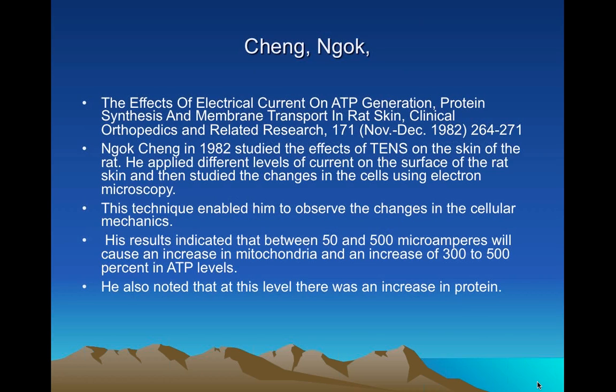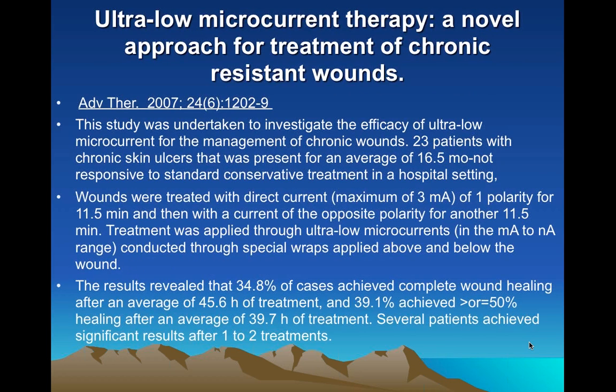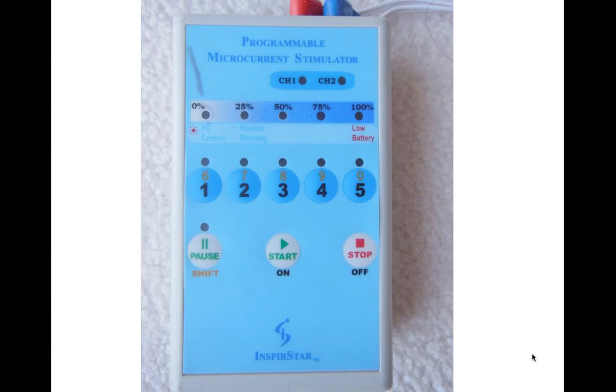So once again, I have to emphasize the level of current is important along with the frequency. Too high of a current, you're going to decrease the effect, and that's why it's important to have a machine that has a constant current. Another paper dealing with someone with resistant hypertension, a group of people with treatment of chronic wounds that were resistant to healing.